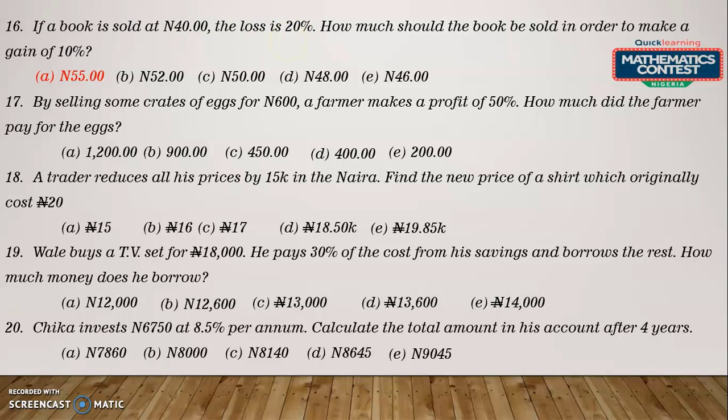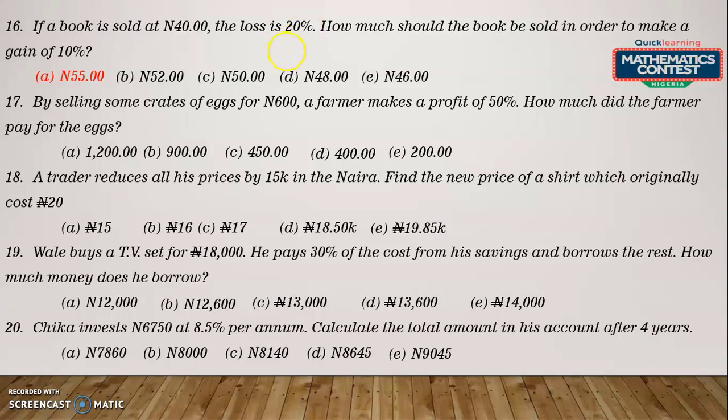Now we use this cost price of 50 naira to get a gain of 10% profit. So how do we solve it now? We're looking for the selling price, having gotten the cost price of 50. So 10 over 100 is equal to x minus 50 over 50. Solving this way, we'll have our selling price to be 55 naira.